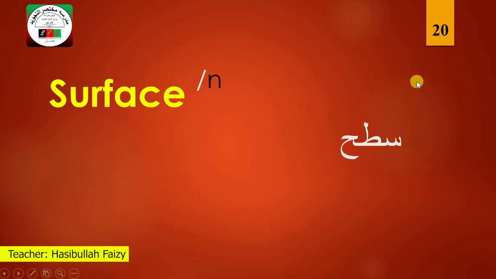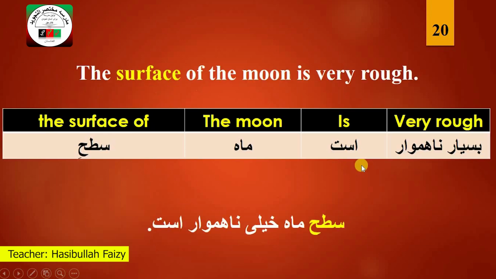و لغت اخیر، لغت 20م، surface تلفظ می شود و از قسمت parts of speech noun هست. معنیش سطح می باشد. مثالش The surface of the moon is very rough. ترجمهش سطح ماه خیلی ناهموار هست.